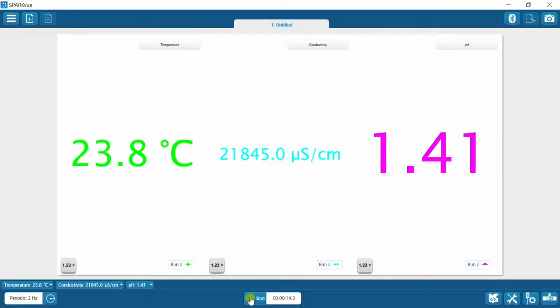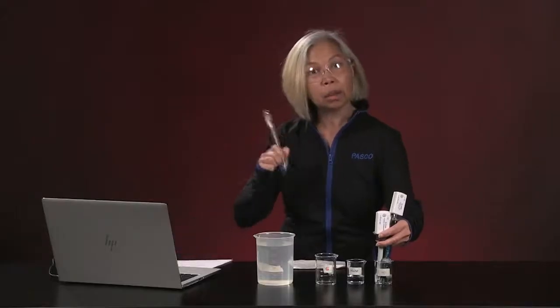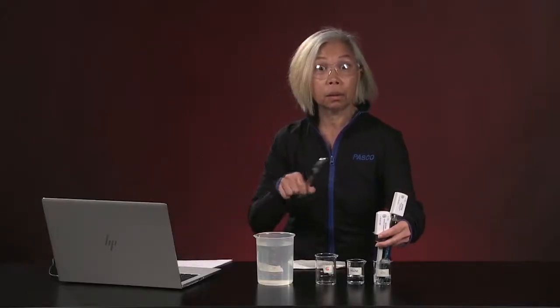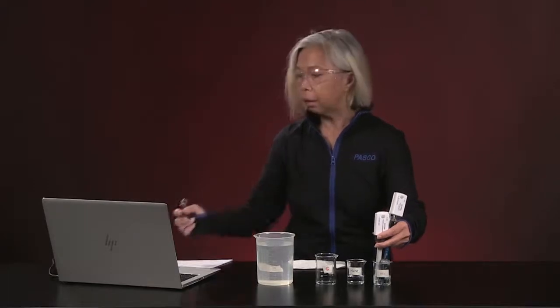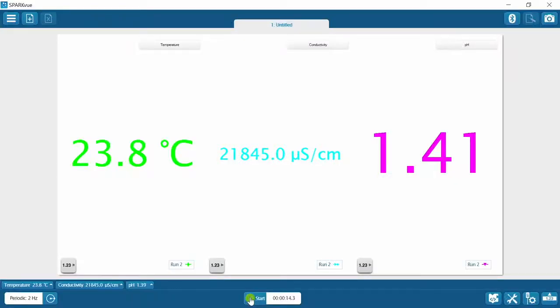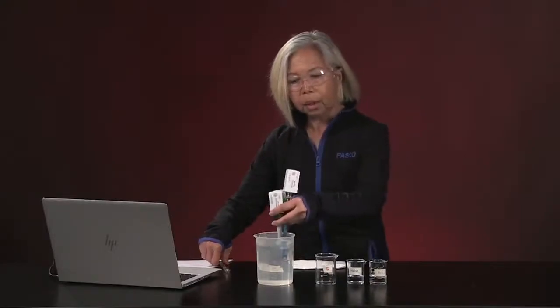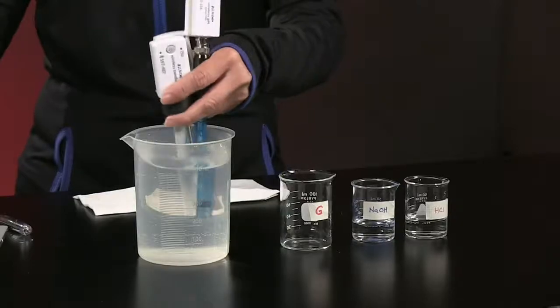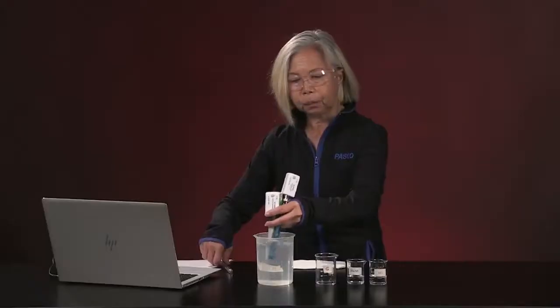I'm going to stop it right here and write all of my values. We have 23.8 degrees centigrade. We have a reading of 21,845 microsiemens per centimeter. That is actually above the limit of detection of the conductivity meter. Basically, it's very high, and we have a pH of 1.41. Okay. As always, I am rinsing my probes in a very large bucket of water.